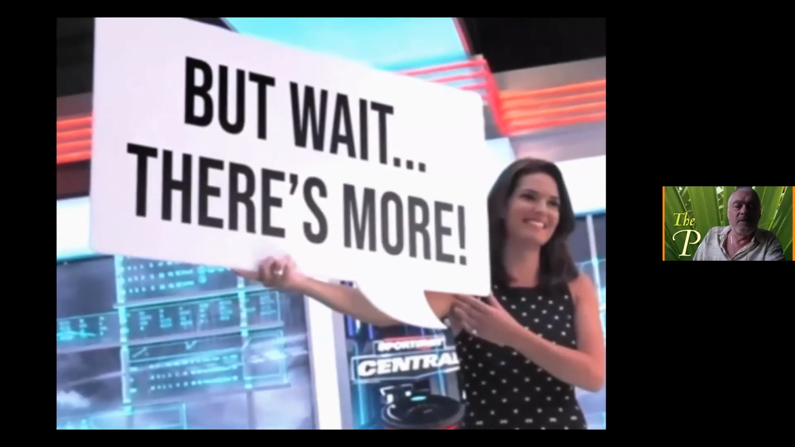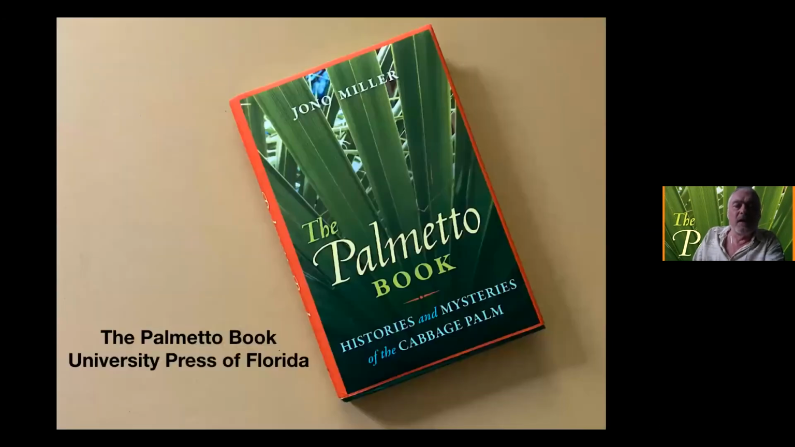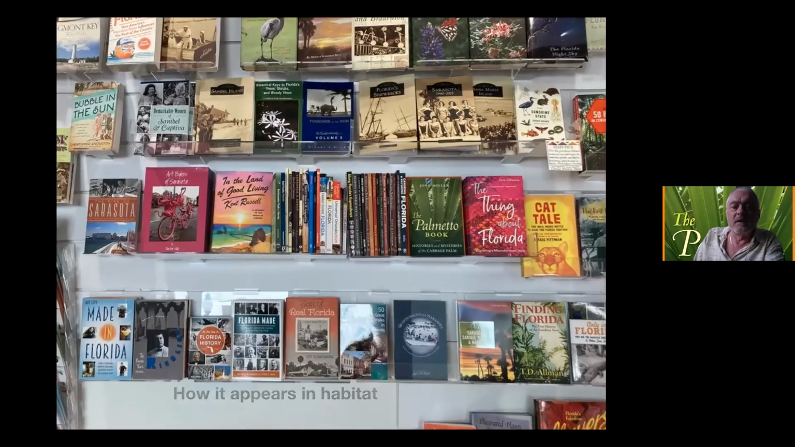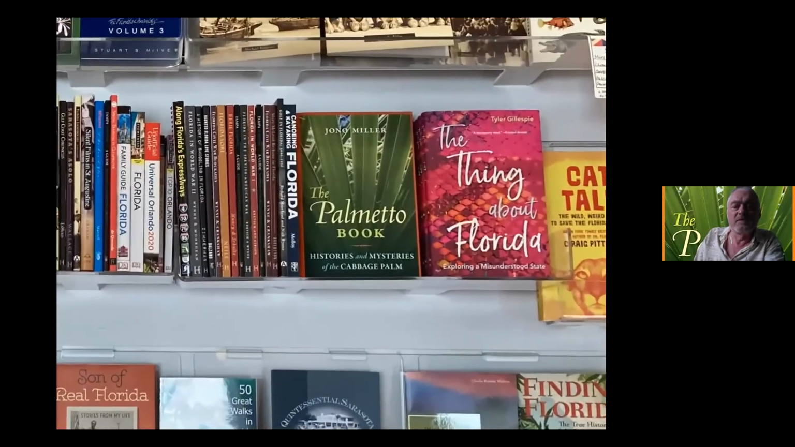Okay, but wait, there's more. As Anastasia said, I did write this book, the Palmetto book. And this is what it looks like in its native habitat in a bookstore. You can get them at Bookstore 1.